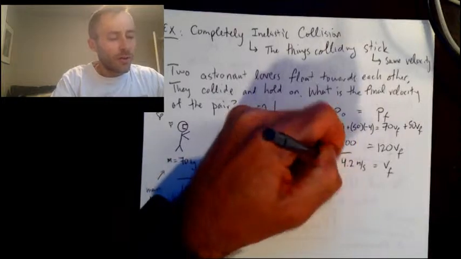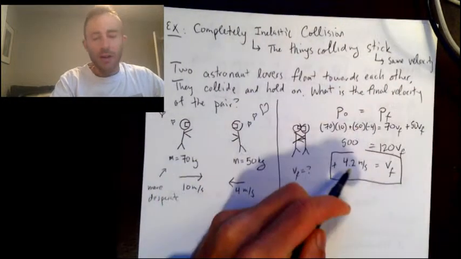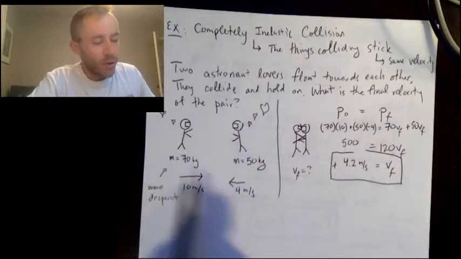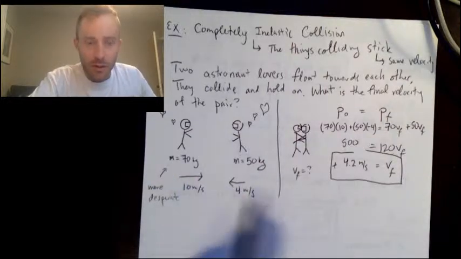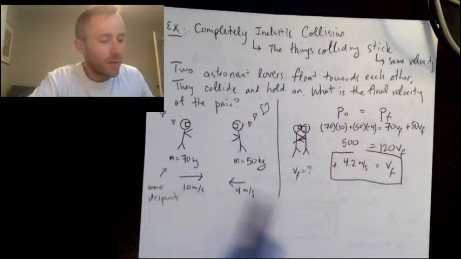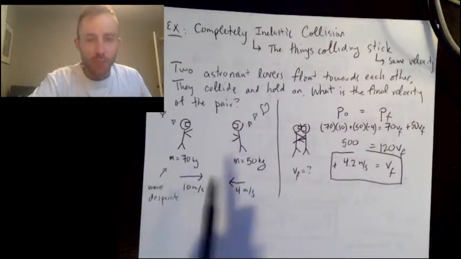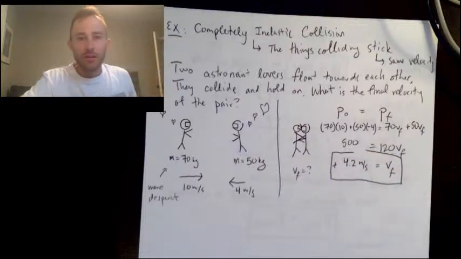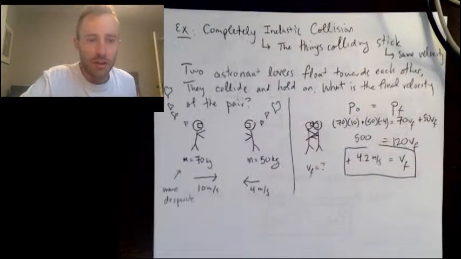Notice how the final velocity is positive. Why is that? That's because the rightward momentum was greater than the leftward momentum. Okay. If the leftward momentum had been greater than the rightward momentum, then once they collided, they would be drifting to the left. Okay?